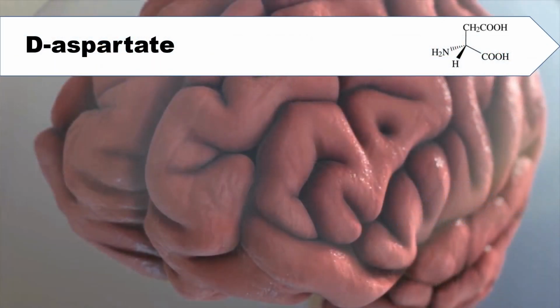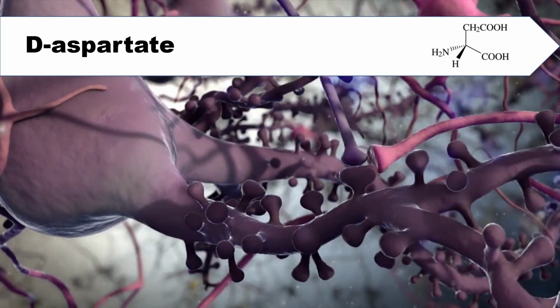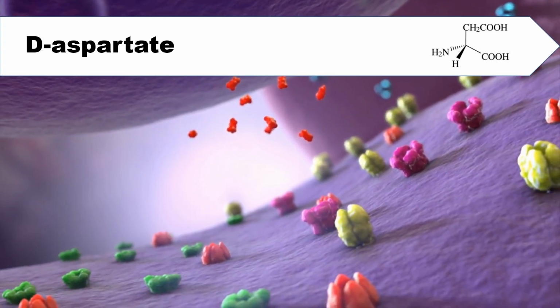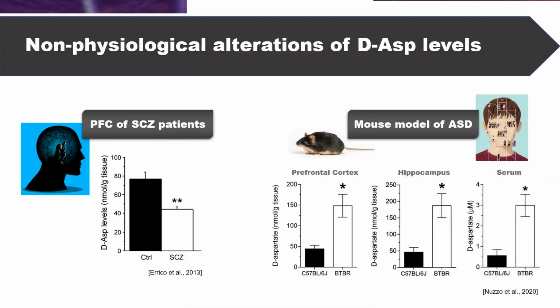D-aspartate is one of the most abundant free D-amino acids in mammalian tissues, and in the central nervous system it is involved in glutamatergic transmission since it can activate several receptors. The dysfunction of glutamatergic transmission is linked to the onset of several neurological and psychiatric disorders. An alteration of D-aspartate levels has been reported both in the brain of schizophrenia patients and in an animal model of autism spectrum disorder.